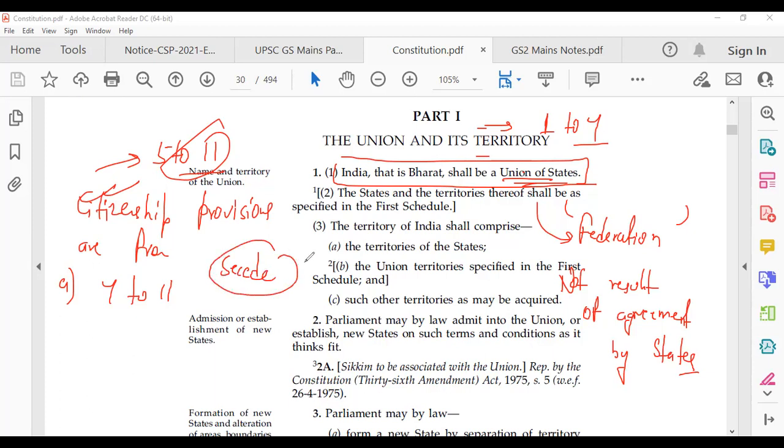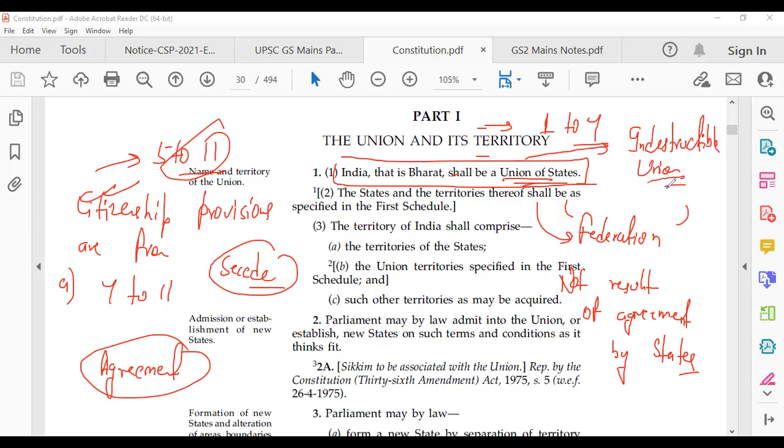Like in the US, there was an agreement. All states came together and agreed that they wanted to be a part of something called the USA, the United States of America. There is no such thing here. It is not a result of an agreement by states, and no state has the right to secede. That's why we say that India is an indestructible union. Nobody can break us apart. Indestructible union, but of destructible states. We can break the states according to our convenience, and that in a way weakens the federal features.